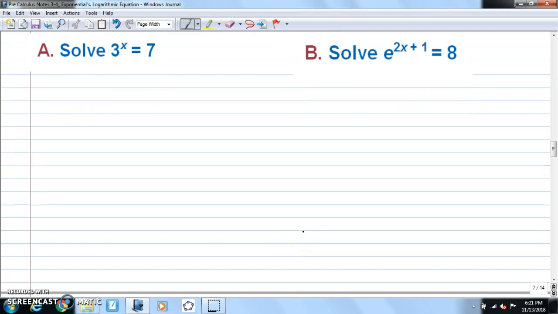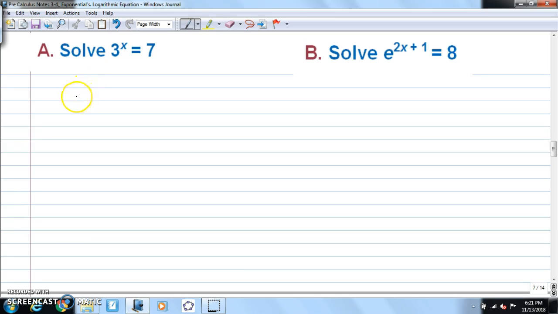Okay. What happens if I have something like this, where I don't have a base that I can write it as that's on my calculator? I don't know offhand what 3 to what power is 7. I'm going to get a decimal. So what we can do is just take the log of both sides, okay?